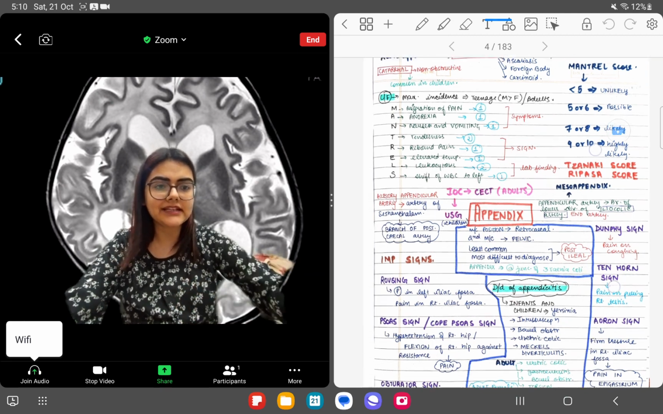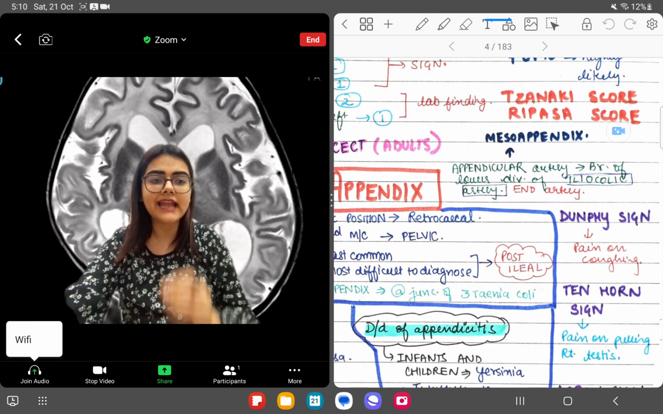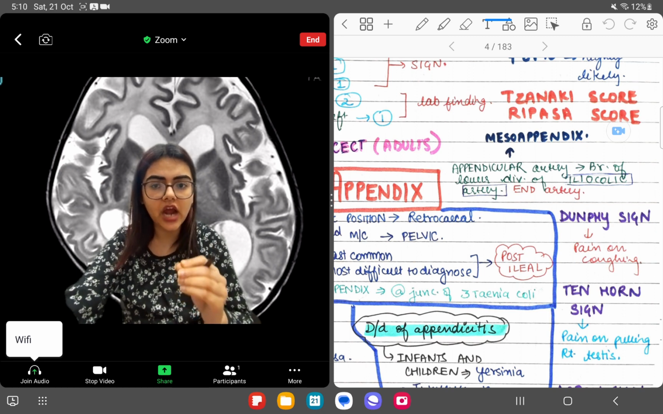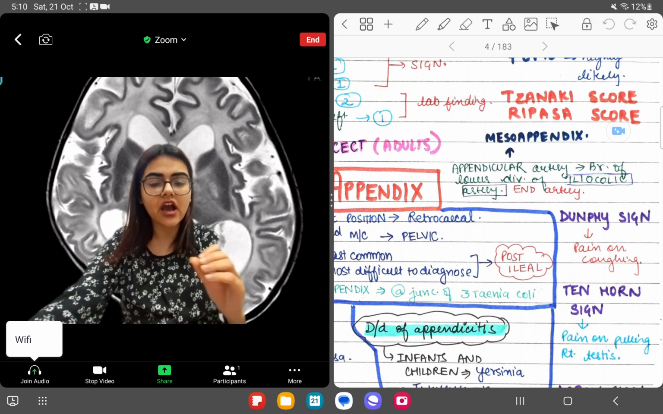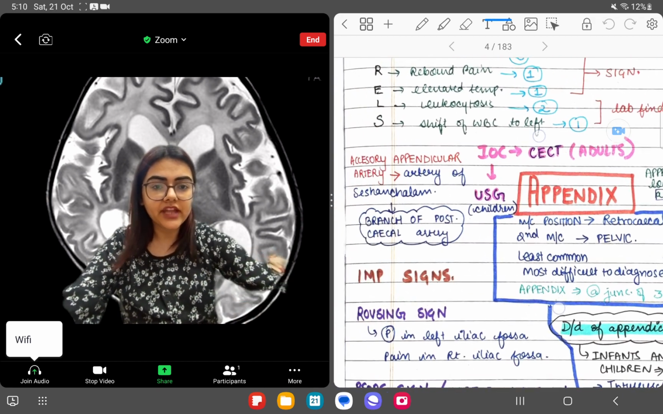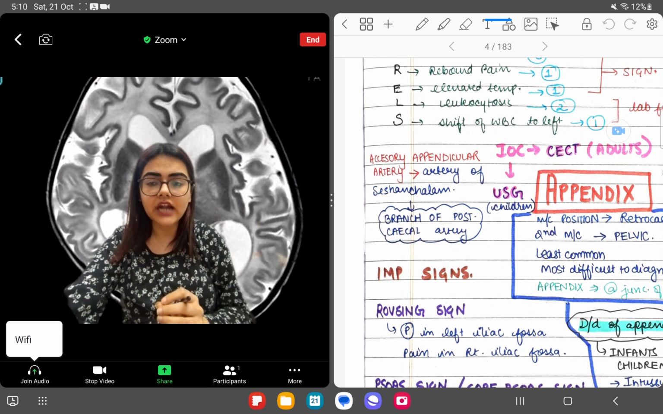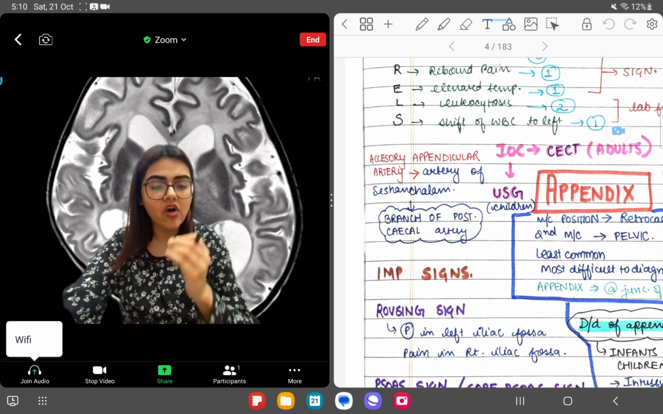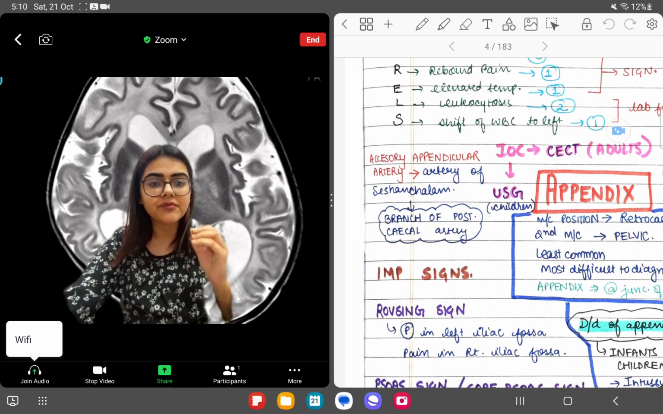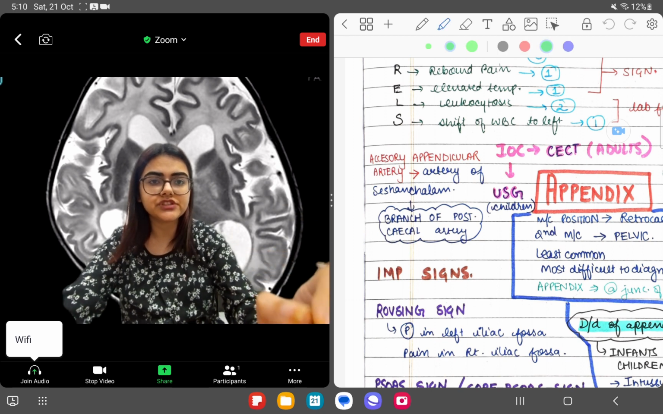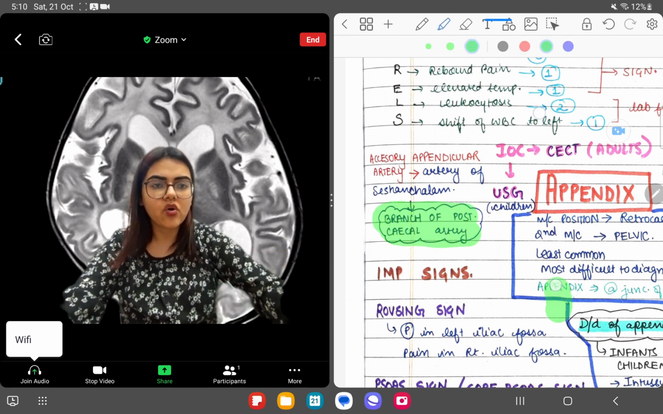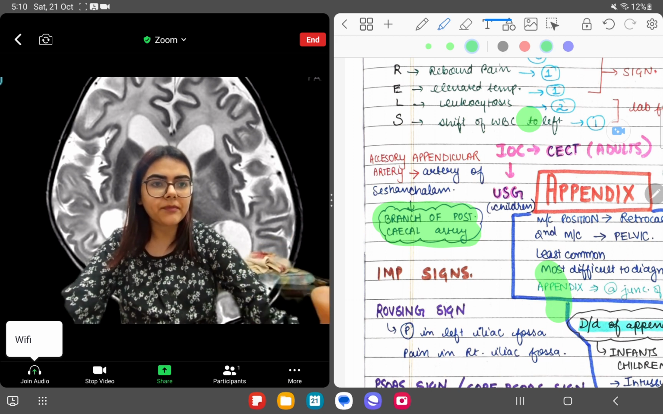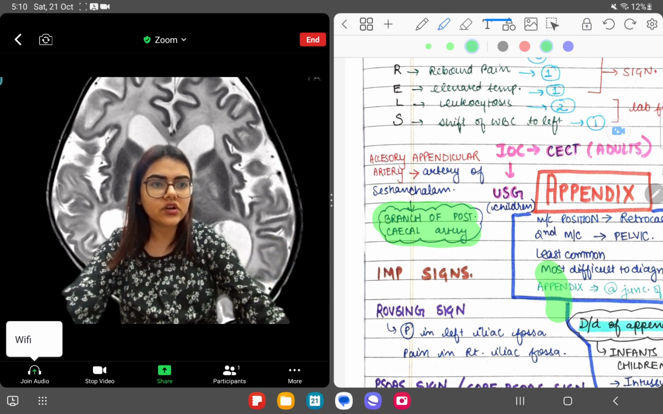and the other important things we need to remember about appendix is supplied by an end artery, that is appendicular artery. Appendicular artery is the branch of your lower division of ileocolic artery, and this is basically an end artery. Then we have accessory appendicular artery, that is also known as the artery of Seshachalam, a branch of the posterior cecal artery. Okay, what else about appendix we need to learn?